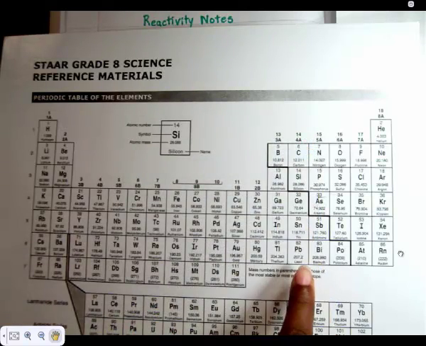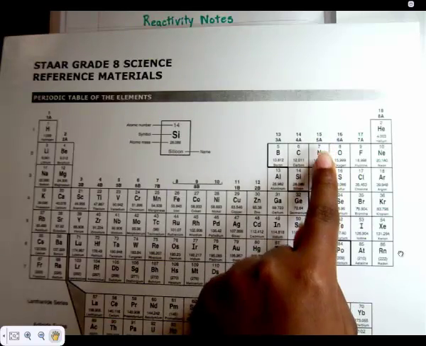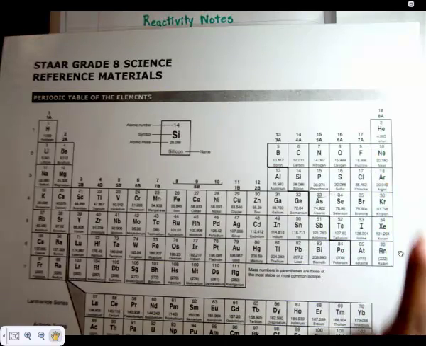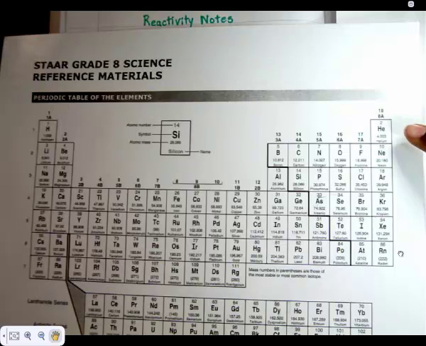14 has 4 valence electrons. 15 has 5. 16 has 6. 17 has 7. And 18 has 8. Except for helium. Helium only has 2 electrons.